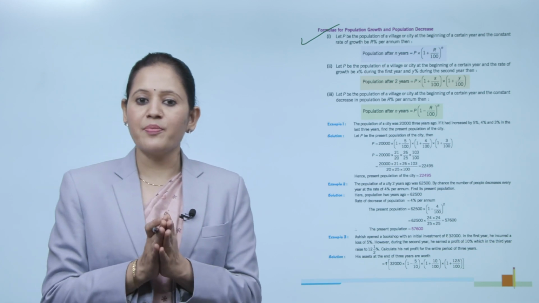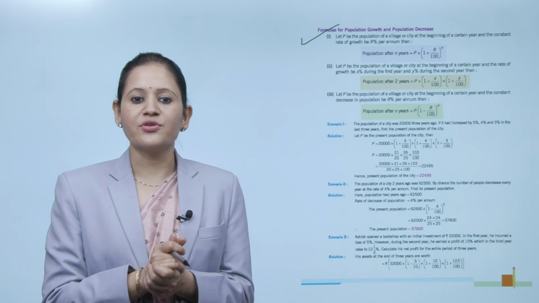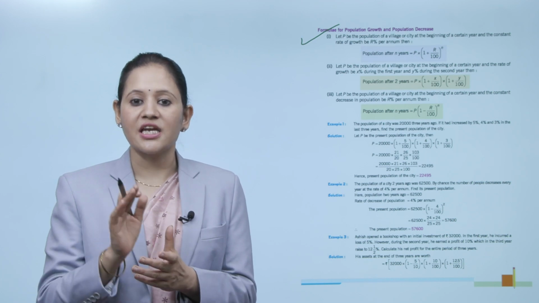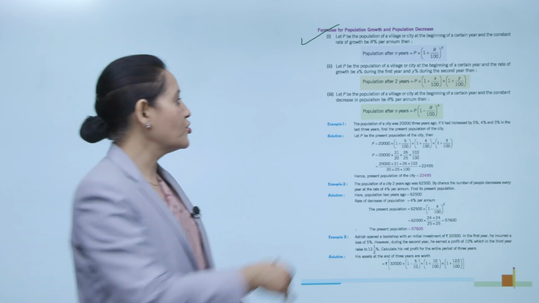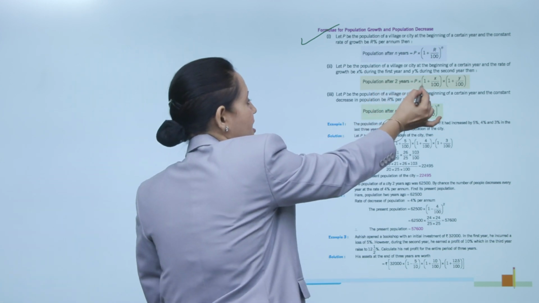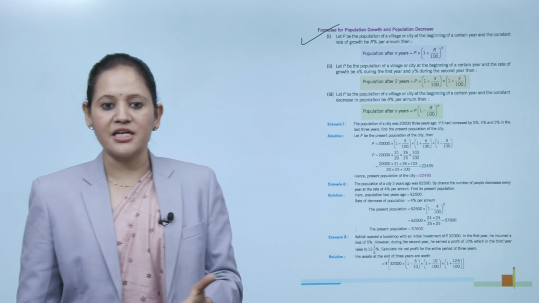Next, let P be the population of a village or the city in the beginning of a certain period and the rate of growth is x% during the first year and y% during the second year. So the population after 2 years will be P, for the first year (1 + x/100), multiplied by, for the second year, (1 + y/100).